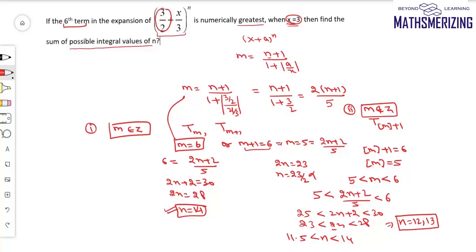So in this case, we have three values of n. Either the value of n is 14, or 12, or 13. So there can be two scenarios. If the sixth term is the only term which is numerically greatest, then in that case we can have only two values of n. In that case, the sum of possible integral values of n will be 12 plus 13, and that should be 25. Or we may take up the general case where the sixth term is either the only highest term or it may have another term with the same numerical value. In that case, we'll have three values of n, 12, 13 and 14. So in that case, its sum will be 39.